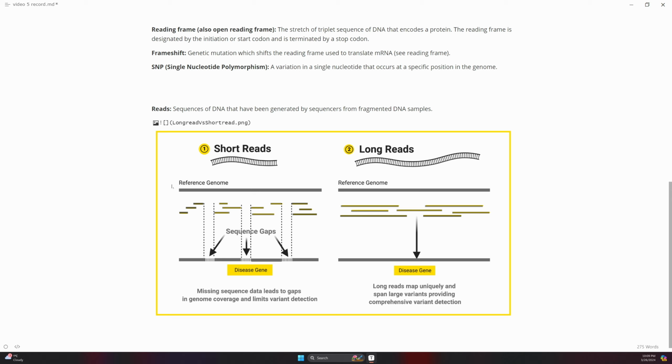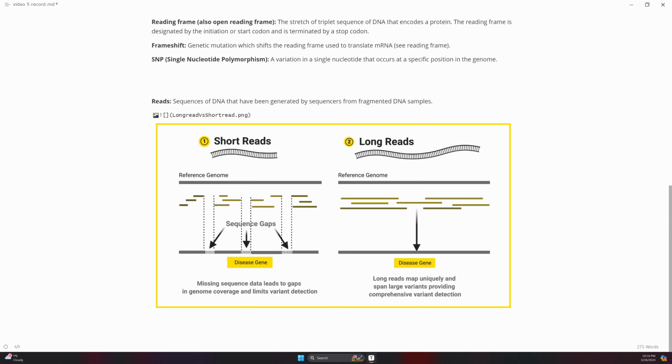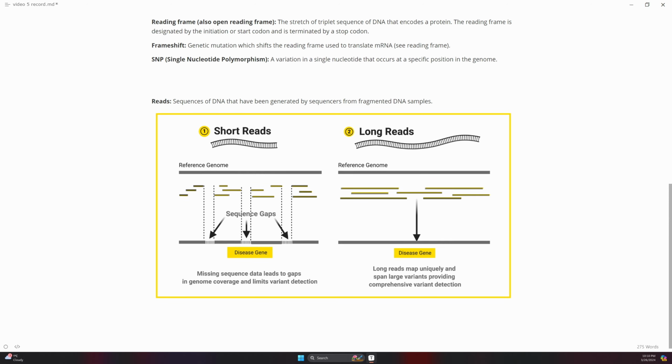However, when you try to assemble the reads, here we see the short reads, there could be sequence gaps, meaning that certain parts of the sequence may not be covered by the short reads. That's the risk of having short reads. This doesn't really exist for long reads because the long read is long enough, so a gap is less likely to appear.